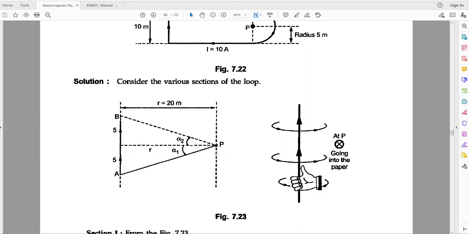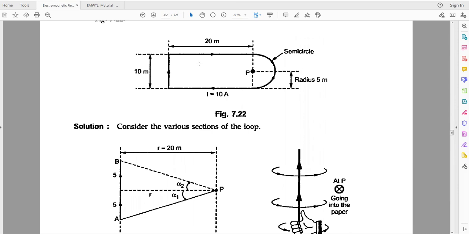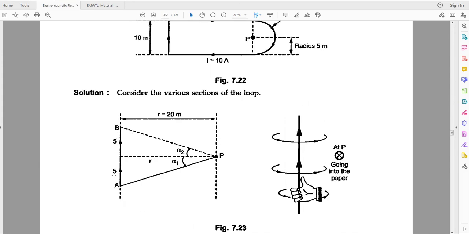for a semicircle. So at point P, you can consider that P is the midpoint of this distance of 10 meters, divided as 5 and 5. Alpha 2 is above the point P. Alpha 1 is below the point P.